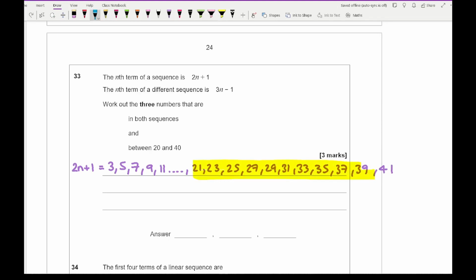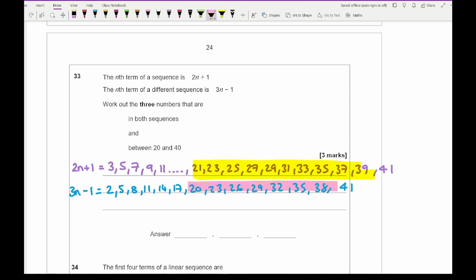Then for 3n minus 1, we do exactly the same. So 3 times 1 is 3, take away 1 is 2. And then the difference is going up in 3s. So that's going to be 2, 5, 8, 11, 14, 17, and then 20, 23, 26, 29, 32, 35, 38, and 41. And again, we're only interested in numbers between 20 and 40.